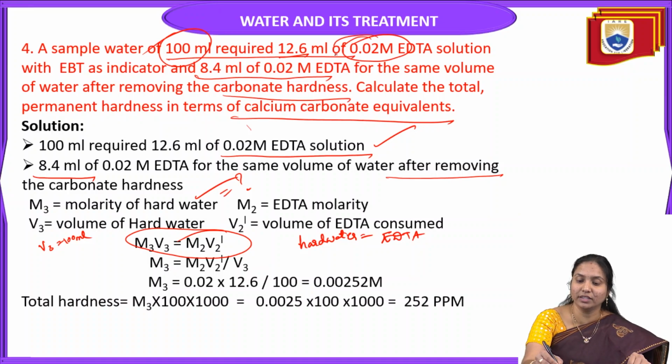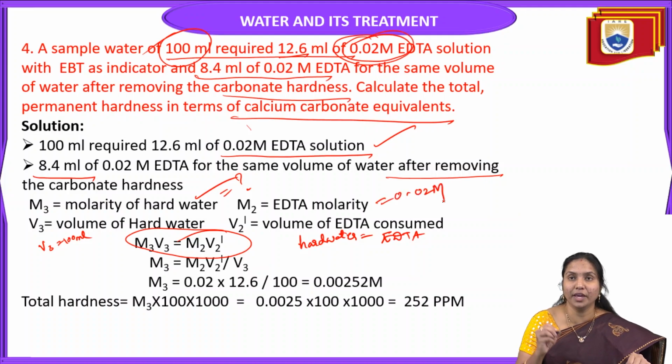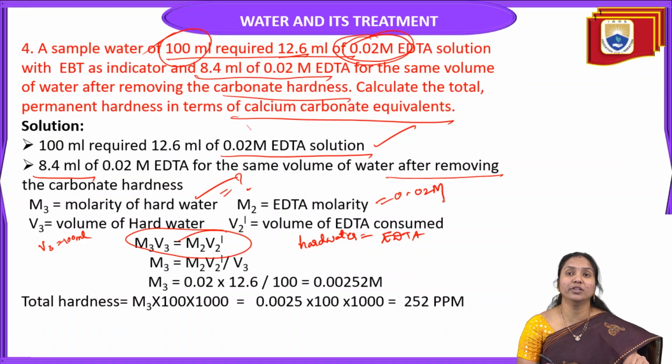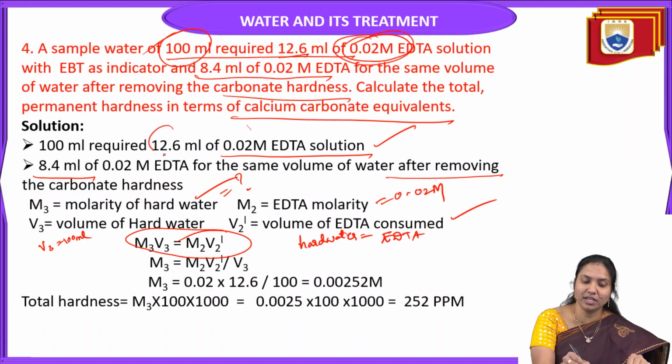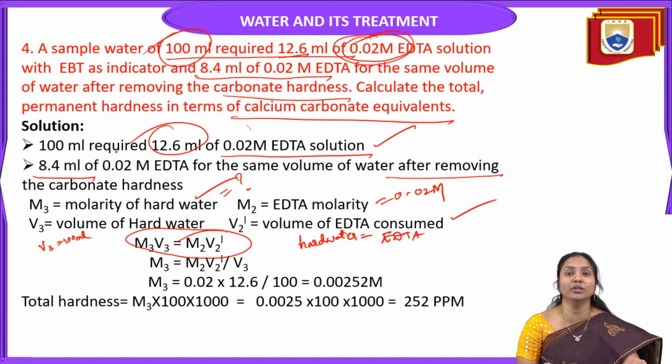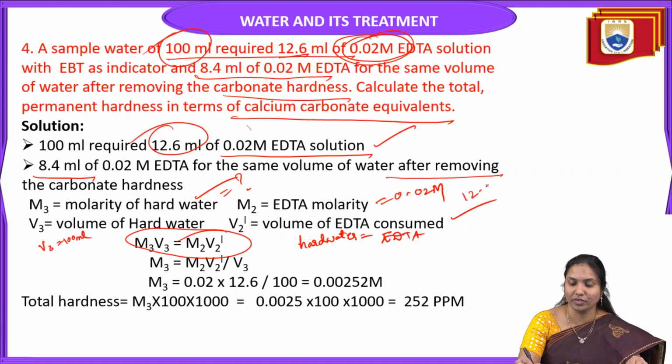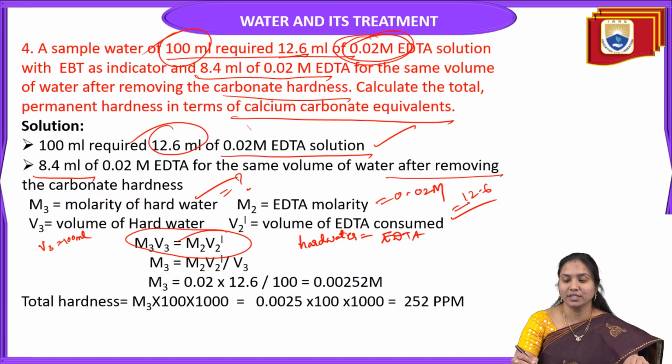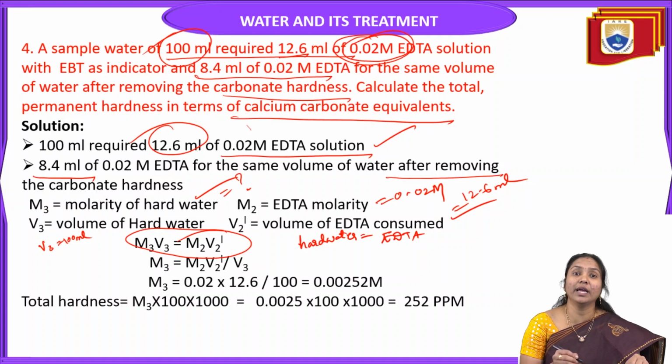So already it's given in the data. So it's equal 0.02 m. And next V2 is the volume of EDTA consumed. So in the first case, how much ml volume of EDTA consumed? 12.6. So it's equal 12.6 ml. So now you can calculate the M3 value, molarity of given water sample.